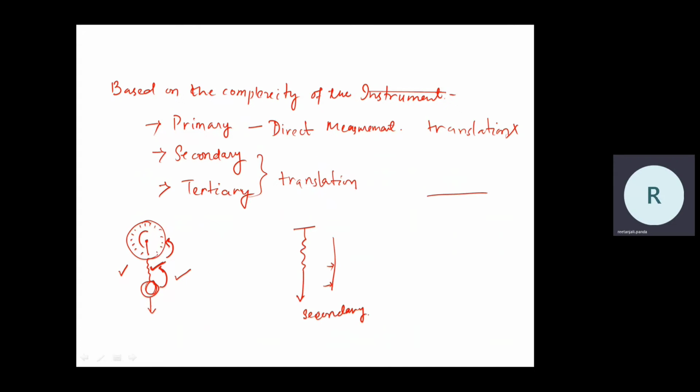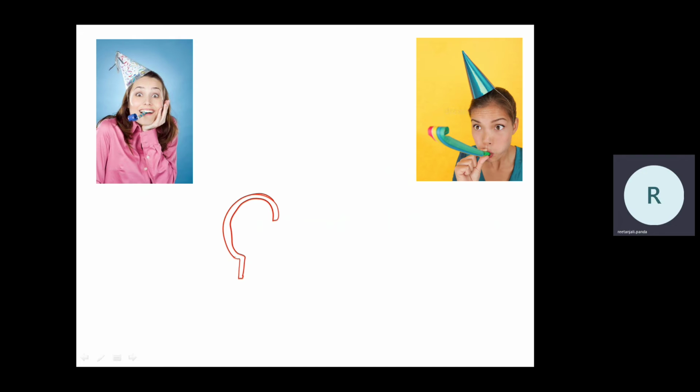But if there is more than one translation, it will become tertiary translation. To understand this one, let us consider a Bourdon tube pressure gauge. In case of a Bourdon tube pressure gauge, what we are having is a Bourdon tube, which is basically a capillary of C shape. Okay, you must have seen those pipes we use on birthday celebrations.